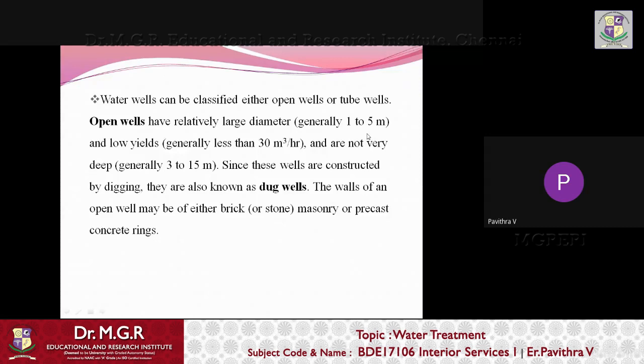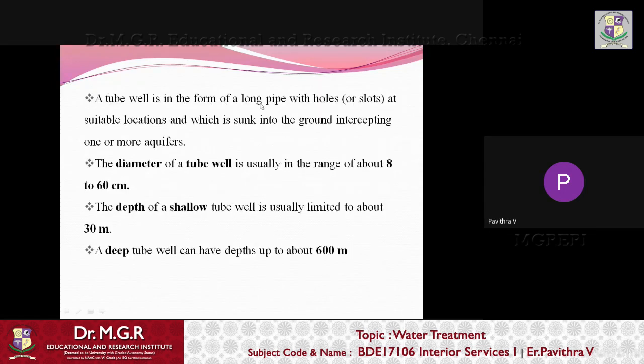Open wells have a relatively lower depth compared to tube wells. A tube well will be of a greater depth. A tube well is in the form of a long pipe with holes at suitable locations, which sinks into the ground, intercepting one or more aquifers. The diameter of a tube well is usually in the range of 8 to 60 centimeters. Compared to the open well, both the diameter and the depth of the tube well are greater. A deep tube well can also have a depth of about 600 meters.